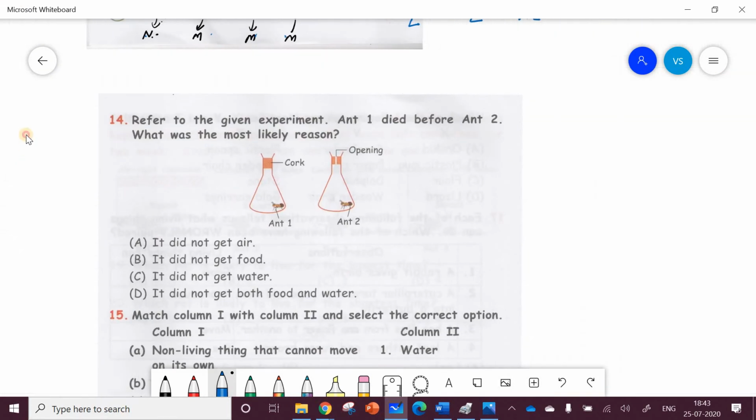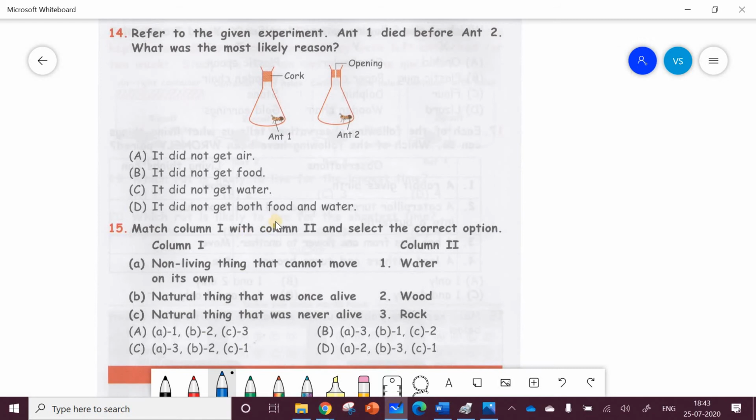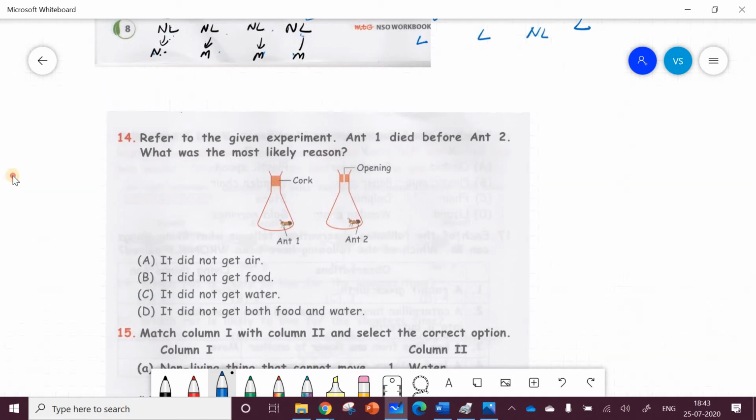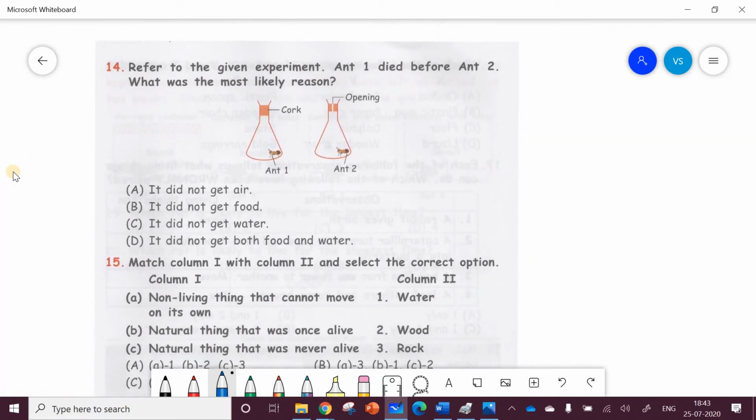Next set of questions. Great. Are you enjoying this? You having fun? Okay. Now let's see. This is something that you really love. It's an experiment. So let's talk about this experiment.